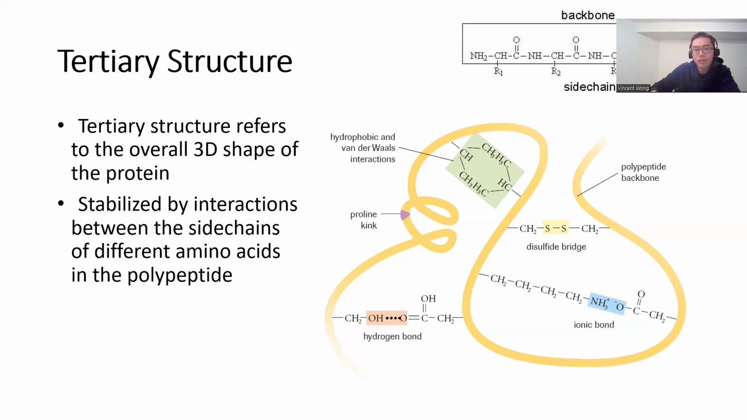And these kinds of structures are going to be stabilized by the interaction of the side chains. Okay, so things that are hydrophobic, they might come together. Right? Things that are oppositely charged, they might come together. So it creates this 3-dimensional shape.